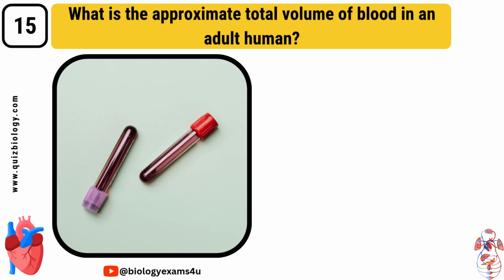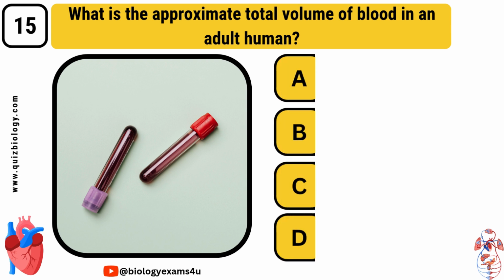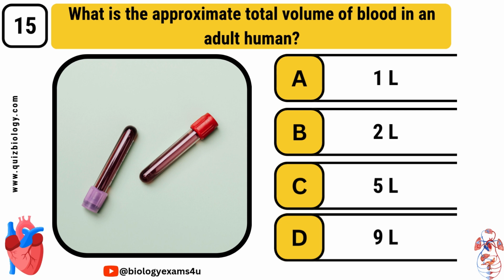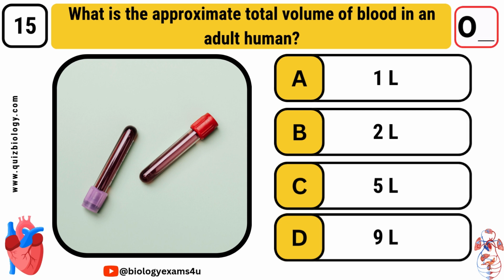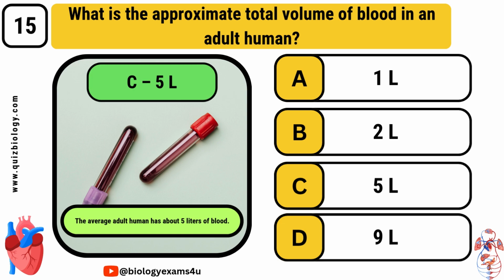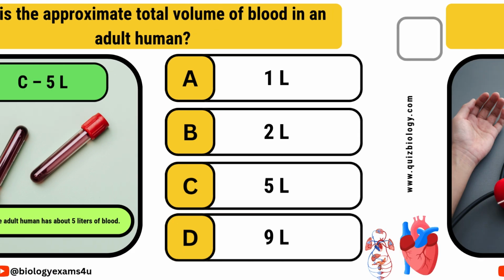What is the approximate total volume of blood in an adult human being? 1 liter, 2 liters, 5 liters, 9 liters. It is 5 liters of blood in an adult human being.